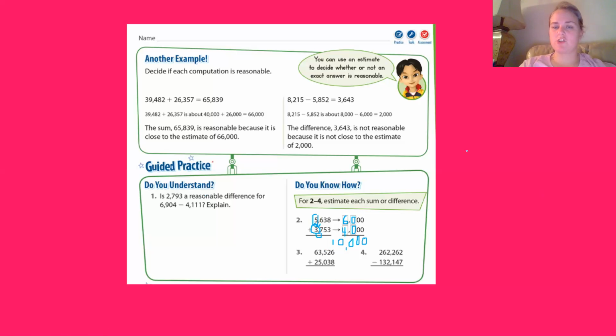What we're going to do is we're just going to write it over here, so that way I can circle the numbers. So I'm going to rewrite my numbers over here so they're bigger. So 63,526, and I'm adding 25,038. And remember last year how we talked about how important it is to line up our numbers correctly.